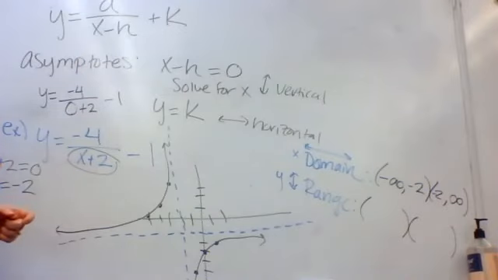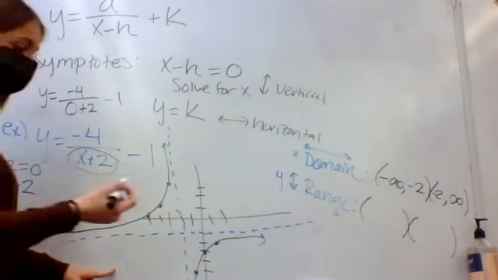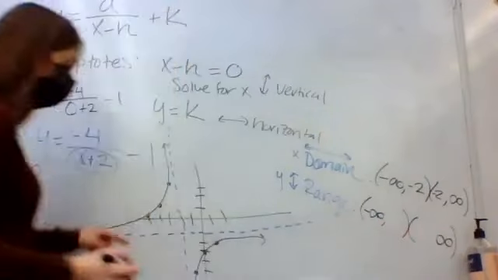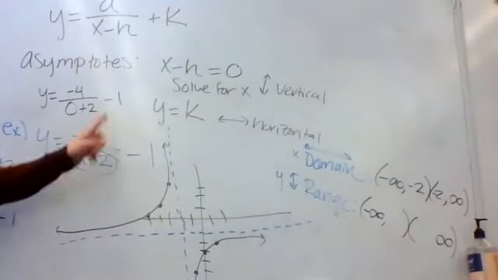And then really quick, what do you think is going to be the same thing for our range? Right, we can go all the way down to negative infinity, all the way up. We just have -1.